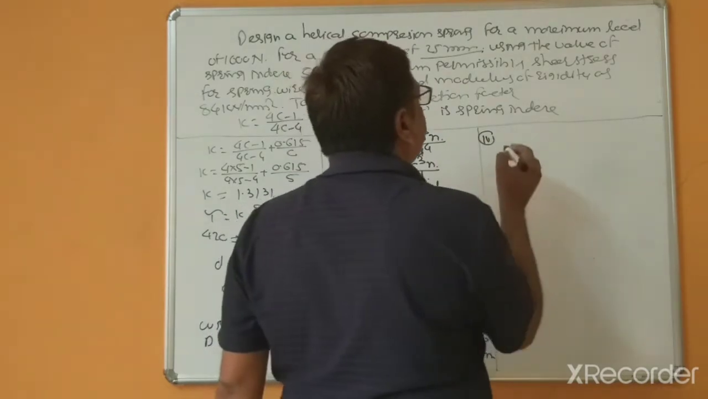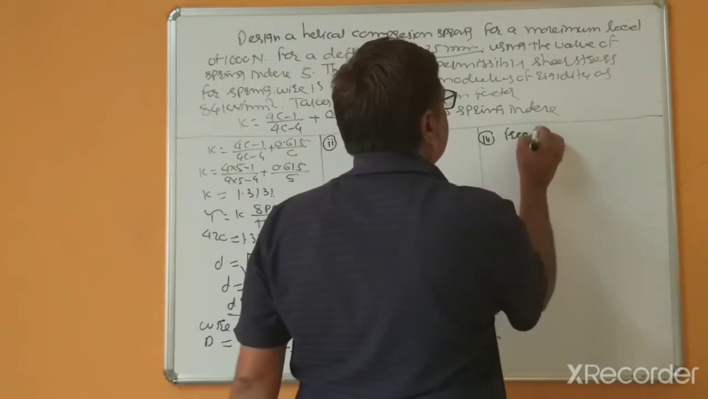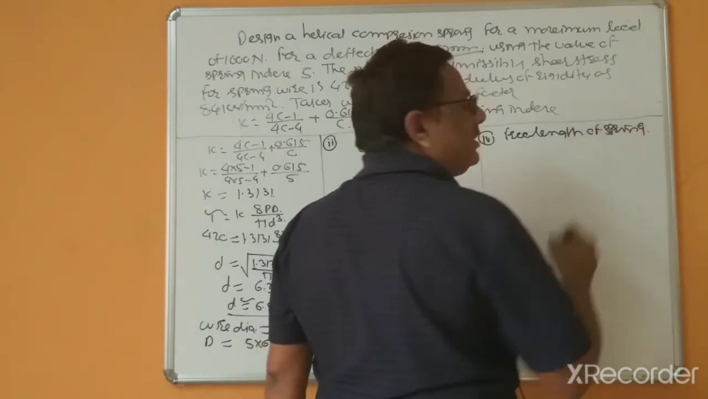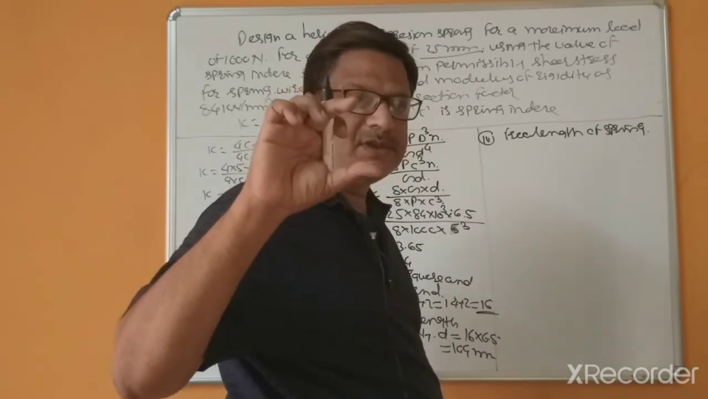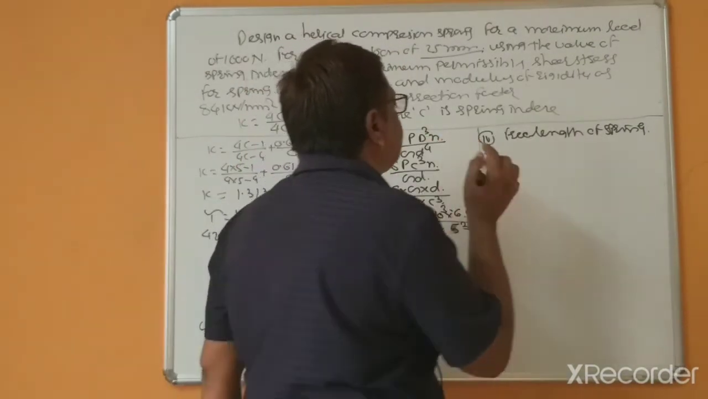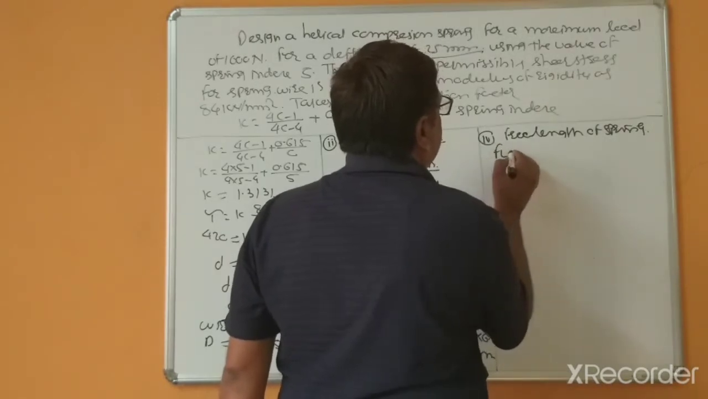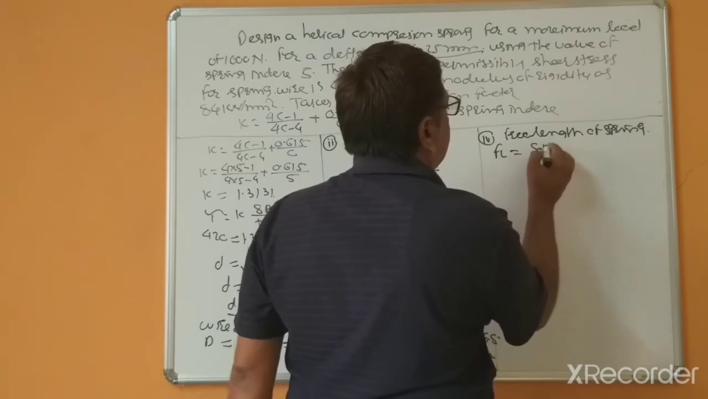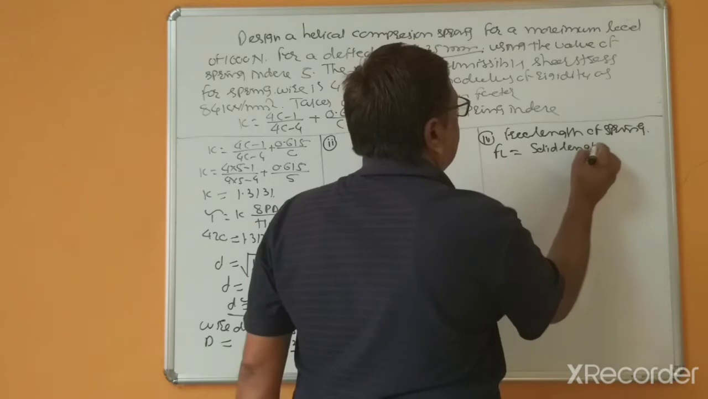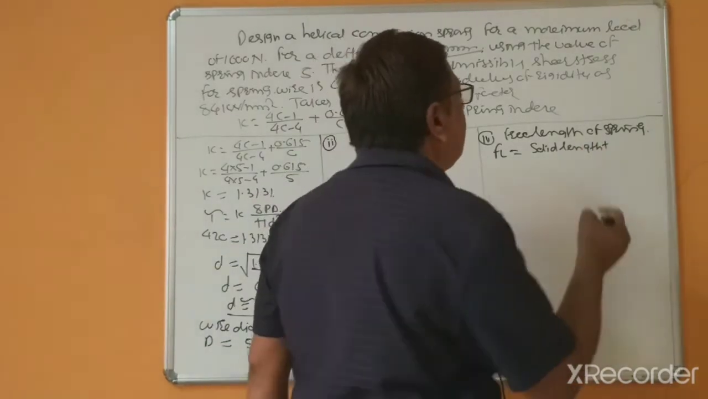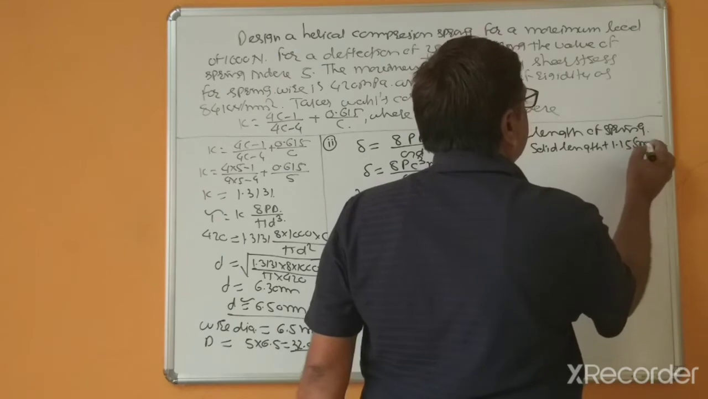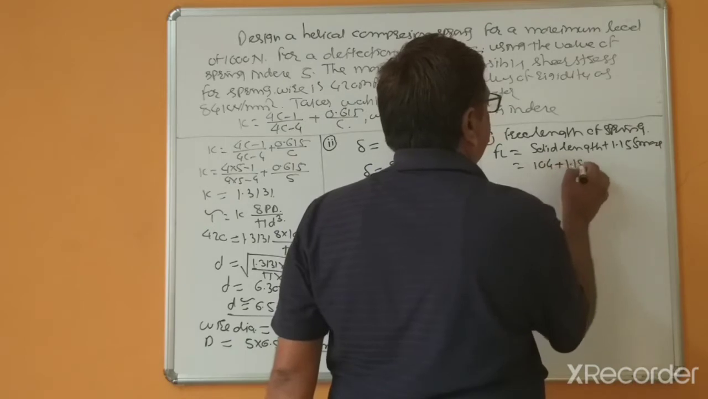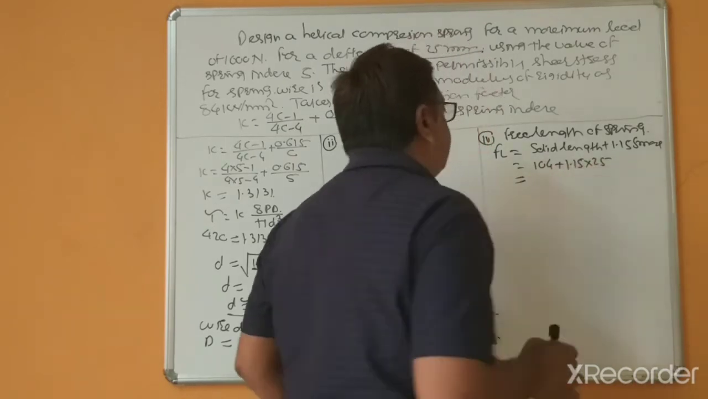The fourth parameter is the free length of the spring. So this free length of the springs is nothing but the height of the springs. So by considering maximum deflection, free length FL equal to solid length, directly I am writing here, this is plus 1.15 into delta max. So solid length 104 plus 1.15 into 25.